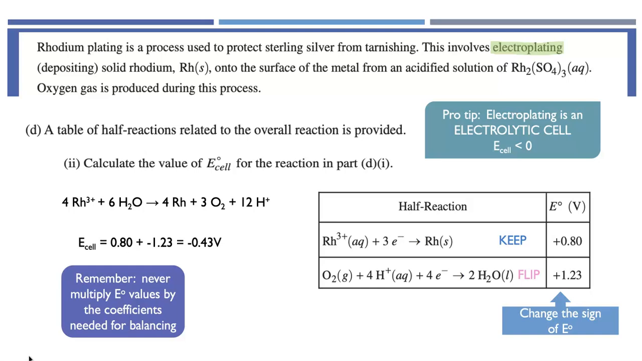The other thing I want to remind you is when we're finding E cell, you never ever multiply those E naught values by coefficients. And that's true whether it's a galvanic cell or an electrolytic cell, you don't do it. So we're just going to add those numbers up. You had to have a value of 0.43 volts to earn the point here.